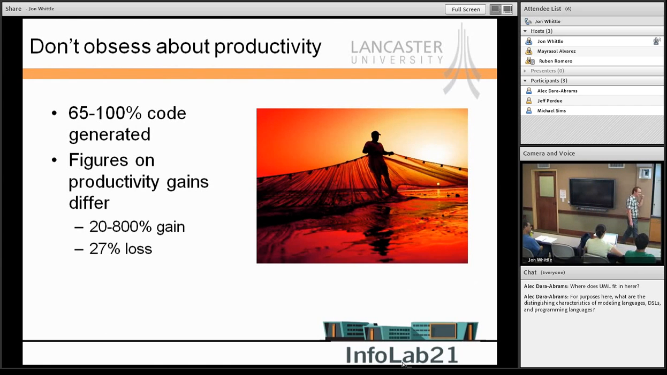Now, if you think about that number for a minute, 20 to 30% is actually not very much. Would you really introduce a completely new technology for a 20% productivity gain? Probably not, because you've got all kinds of organizational processes.